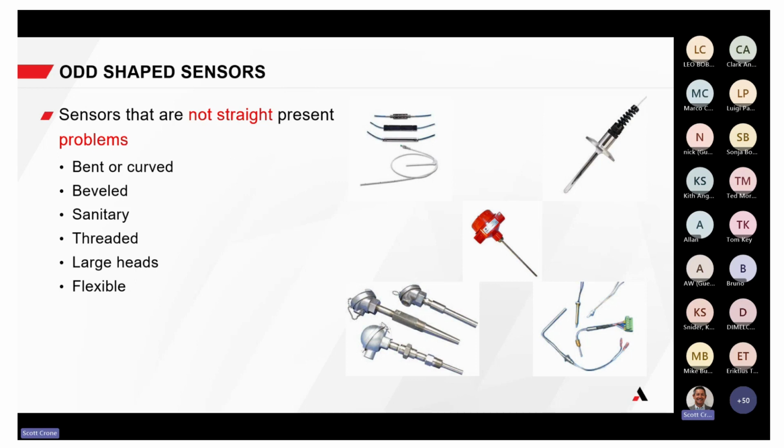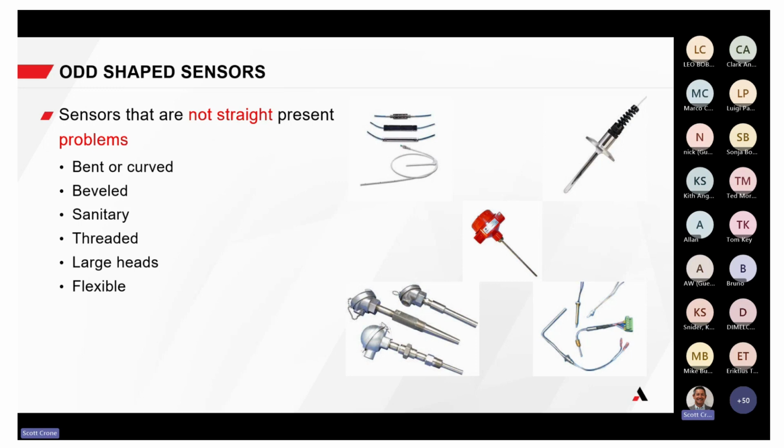When we talk about beveled, we talk about changes in diameter. So this one here, we might be able to accommodate because we could just make the top of the insert larger. This one we might be able to accommodate, but it becomes very complex. This one, we're not going to be able to.